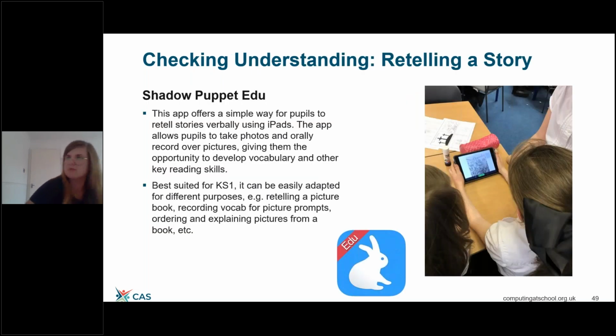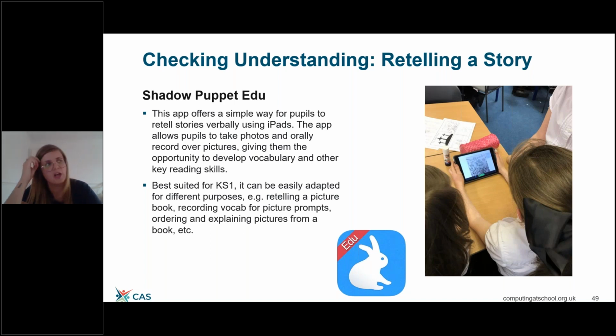A few more apps, I'm just looking at time. Shadow Puppets Edu is a free app which is brilliant for retelling stories. So if you want them to check understanding of what has happened, and even predictions to some extent, it's really nice for Key Stage 1. You can use it with anyone, or it's intervention based, but what it allows them to do is take photos of different parts of the story, and it's really, really simple. So they can take a photo of each page, and then it allows them that verbal explanation of what's going on in that page.